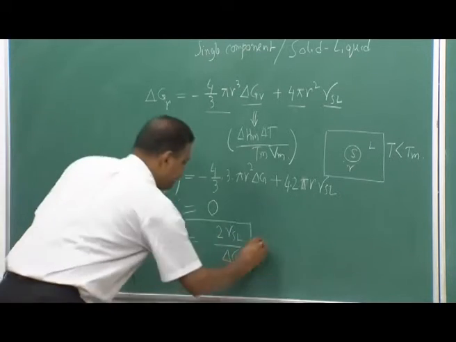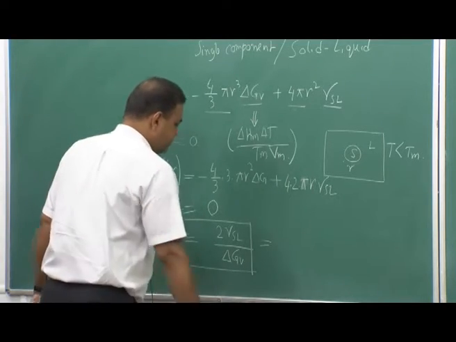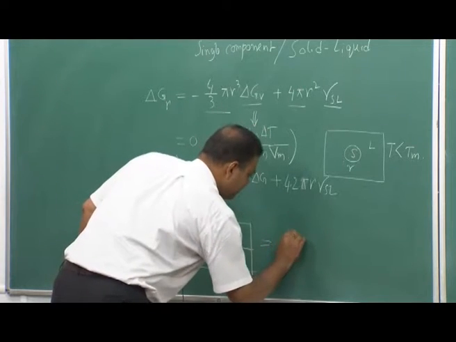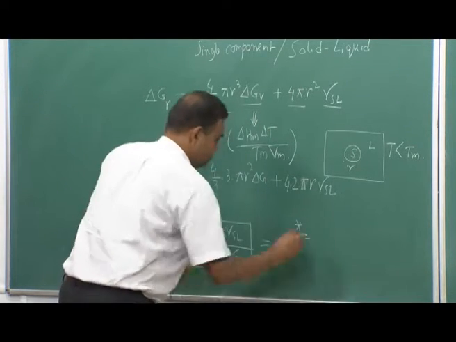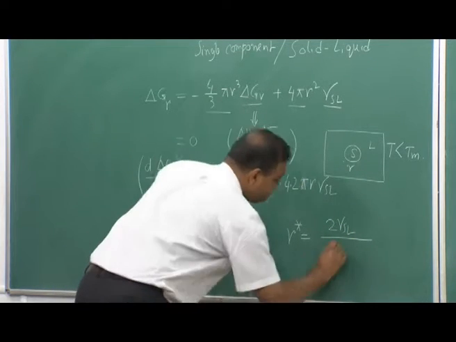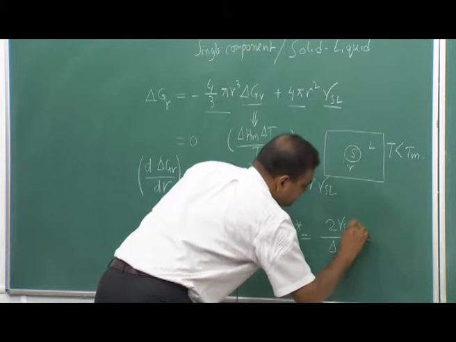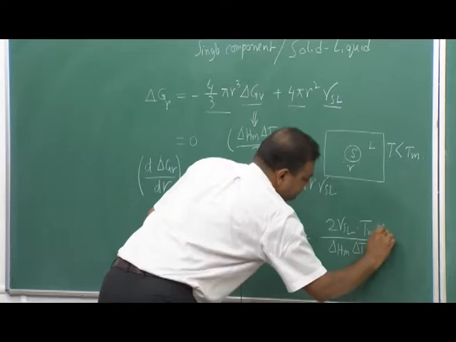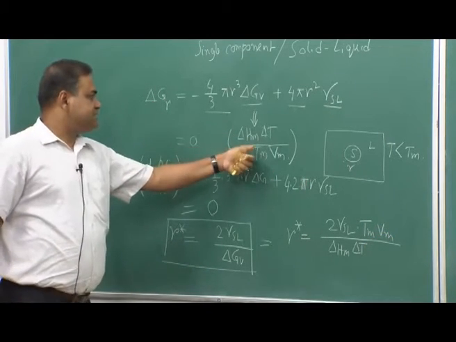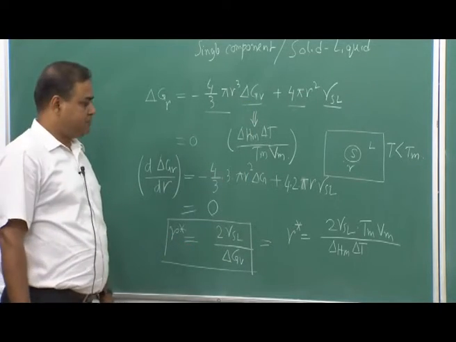Now, if we try to see the variation of R star with temperature or undercooling, so this would become 2 gamma S L divided by del H m del T over T m V m. What we have done? We have just replaced this particular expression in the place of delta G V.